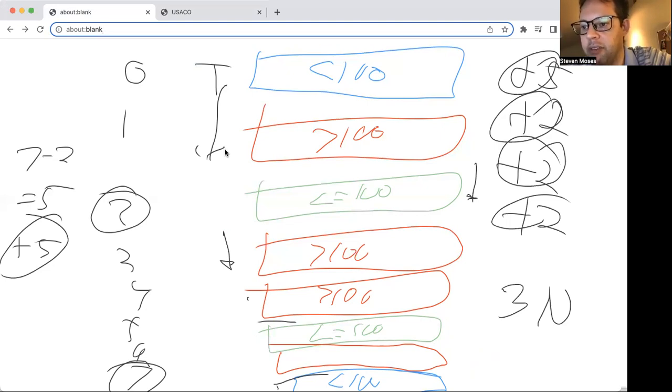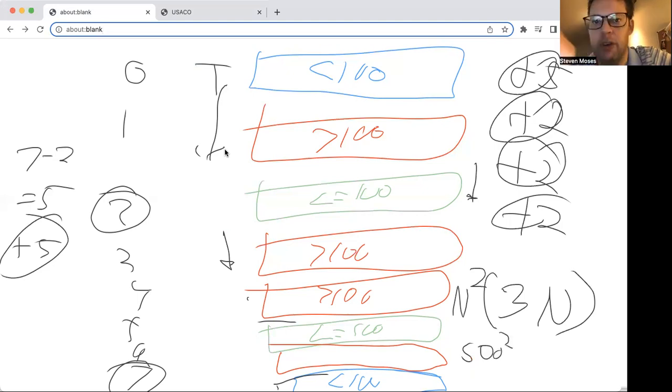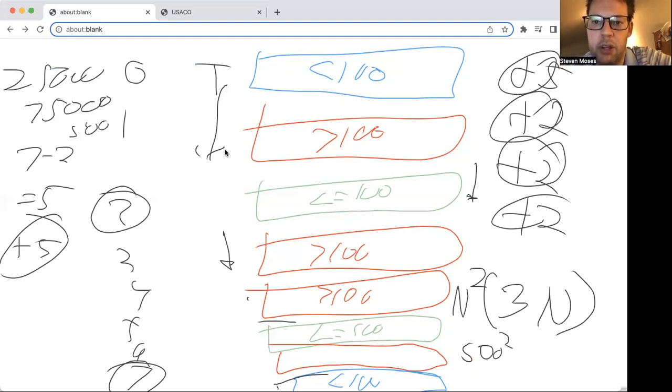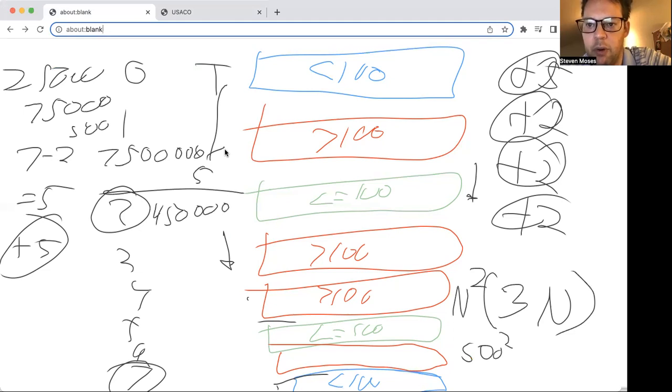I have 3n times n squared. N squared times 3n, which is going to be 500 squared, which is 25,000 times 3 times 500. So 75,000 times 500 is going to be 75, 1, 2, 3, 4, 5 times 5, which is, what is that? 150, 300, 450, 1, 2, 3, 4, 5, 45 million. So we're still well within our time complexity.